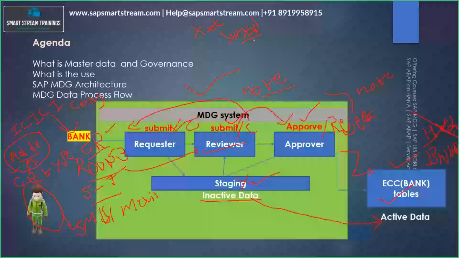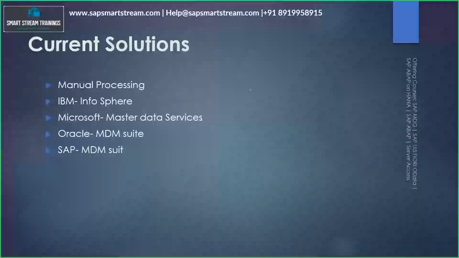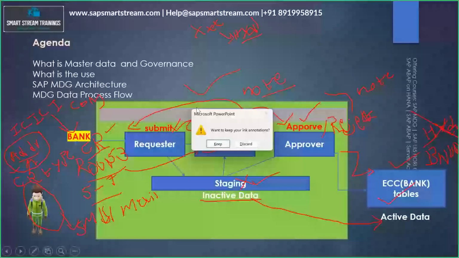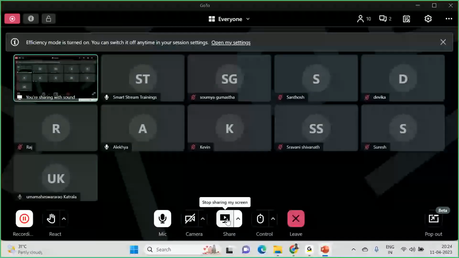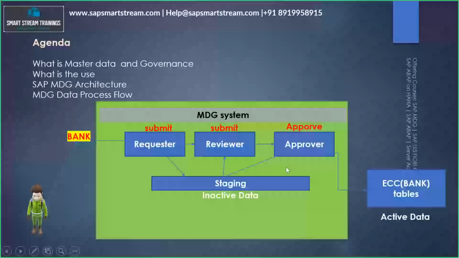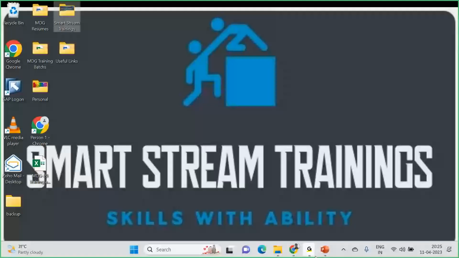So, is it clear, everyone? Now tell me, what is the staging area? Temporary data storage in the MDG system. Okay, in which system is this staging area available? In the MDG system. Can you see my screen? Okay. So where is the staging table available? In which system is the staging area available? The MDG system.